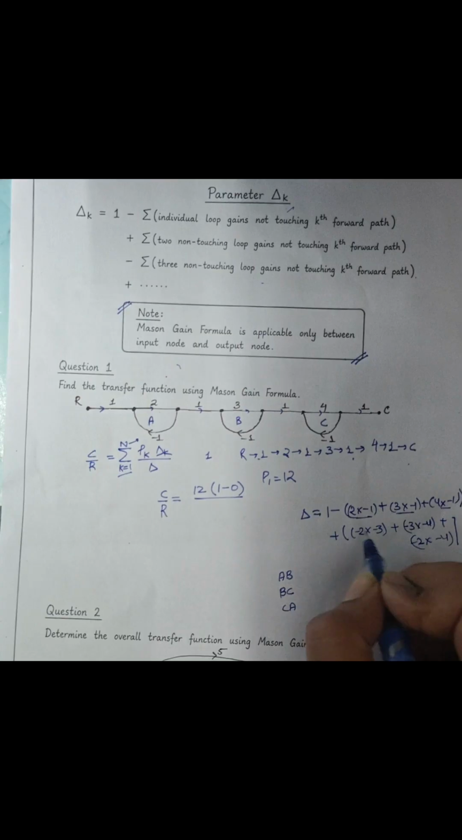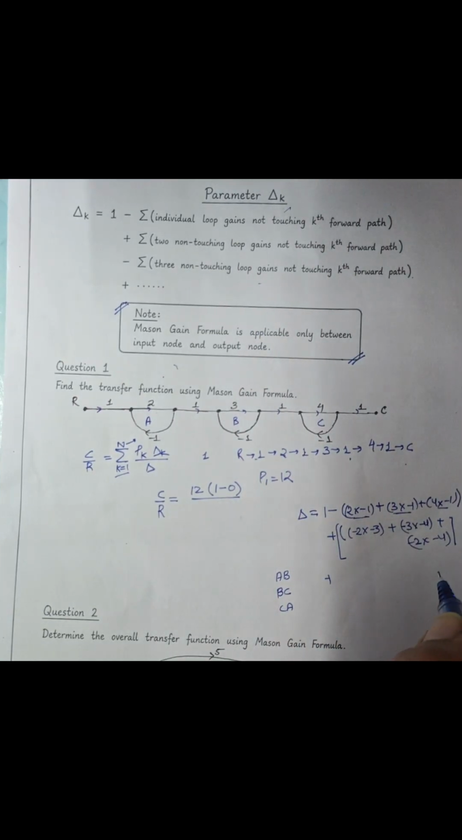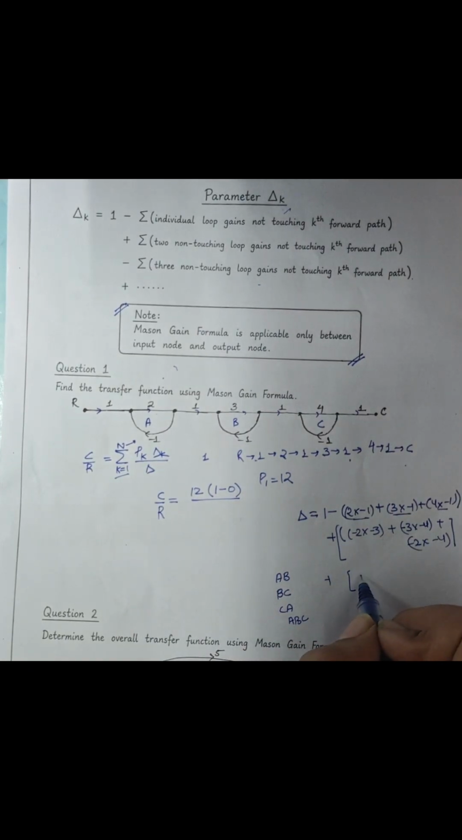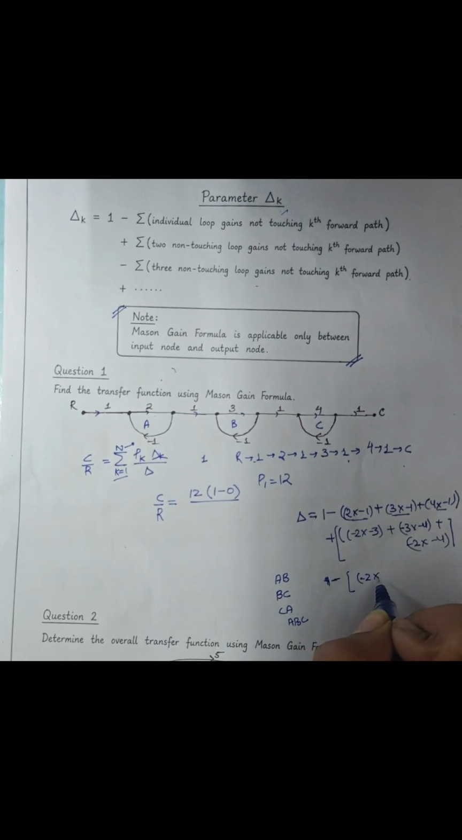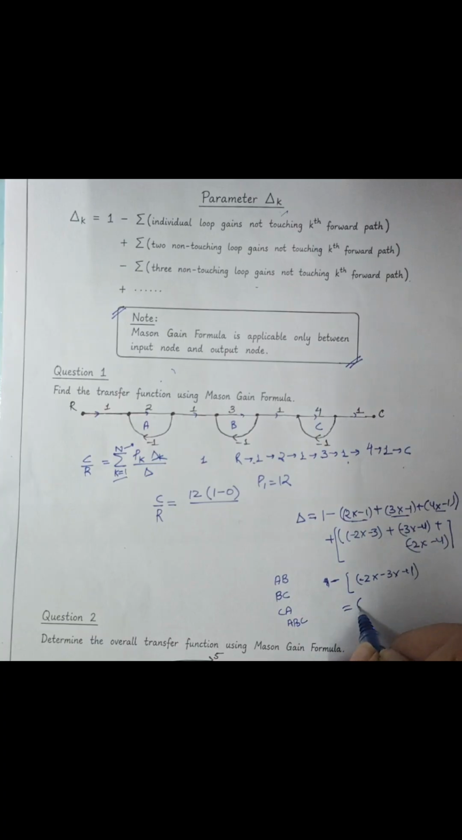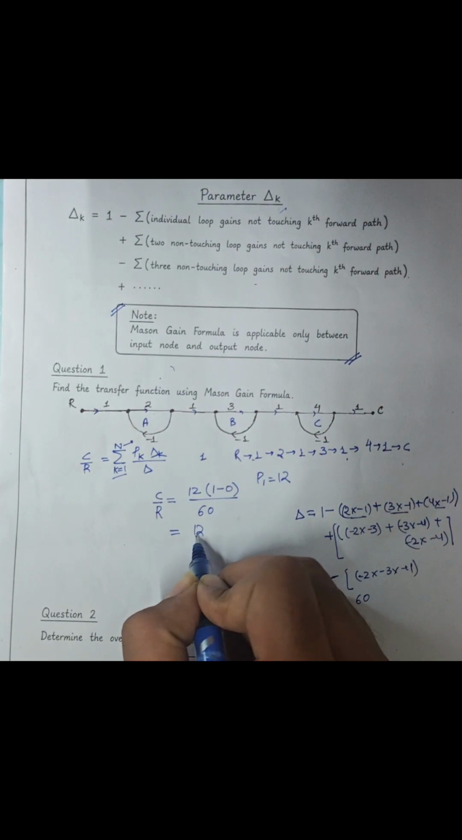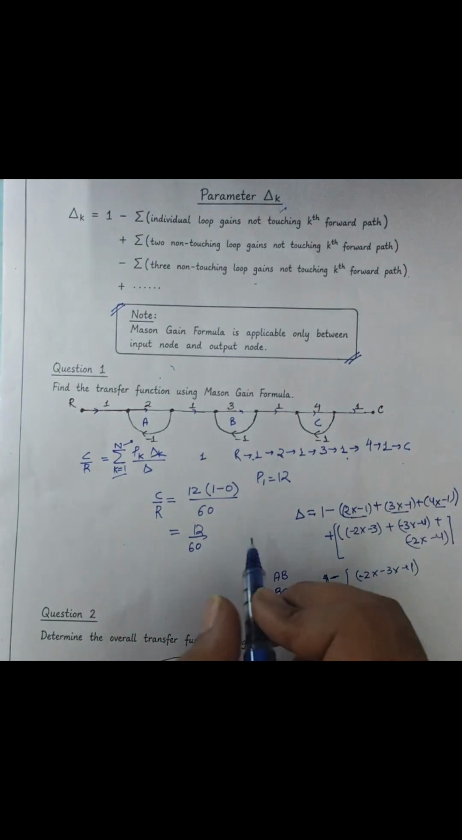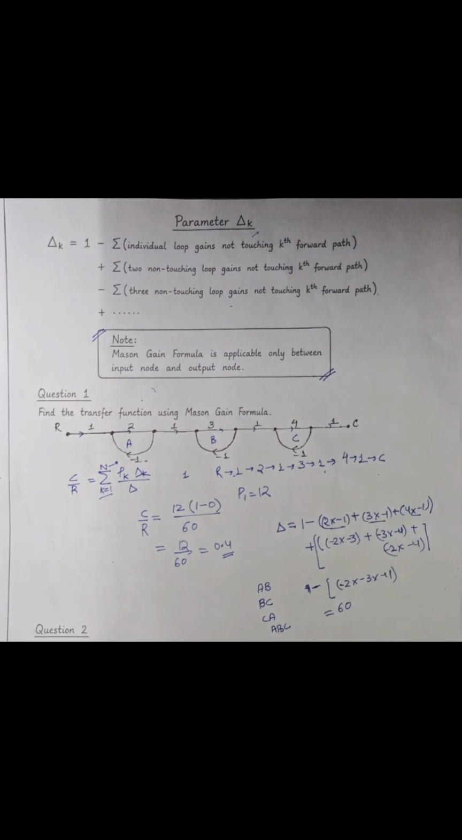So this is one part. Now 3 loops that are not touching each other: A, B, C are not touching each other. What is the loop gain? Here it will be minus 2 into minus 3 into minus 4. What will be the answer here? This will be equal to 60. So the answer is 12 by 60, which we can say is 0.4. Hope you all understand. Thank you.